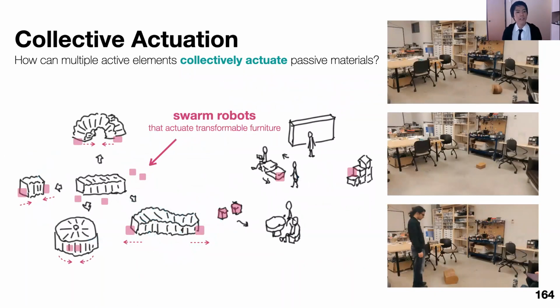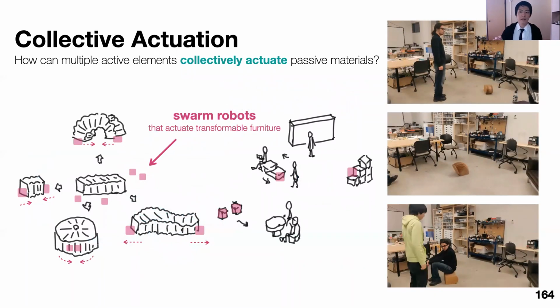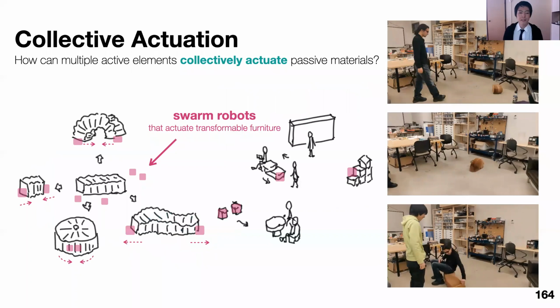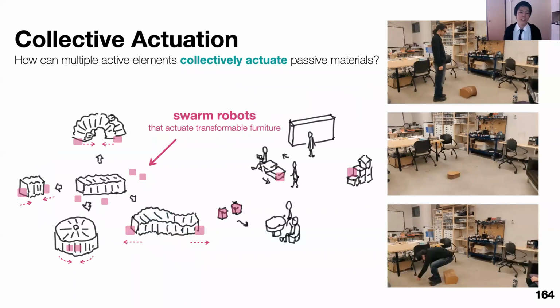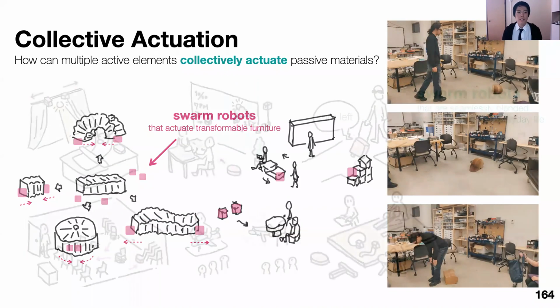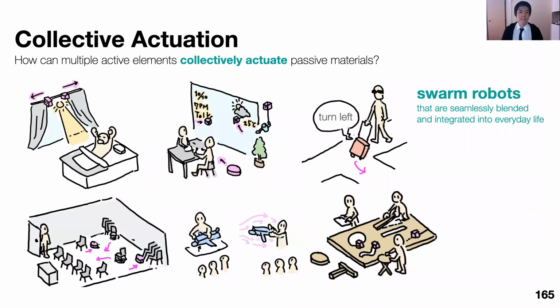And also, it's interesting to see if we can transform larger objects like transformable furniture, so that a swarm of robots can actuate and transform the furniture to collectively actuate it together. So if this swarm of robots can also seamlessly blend and integrate into the real-world environment, then these swarm robots can also activate and actuate the existing environment in more different ways. So this could also be future work for many possible applications.